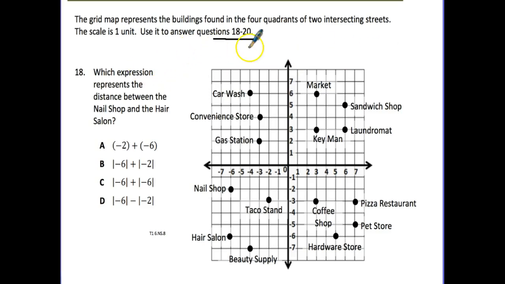Okay? So you have a map here, and you have different locations indicated by the points that have been plotted and labeled. Which expression represents the distance between the nail shop here and the hair salon here? And they're giving you sets of points. So which expression would represent the distance between the nail shop and the hair salon?